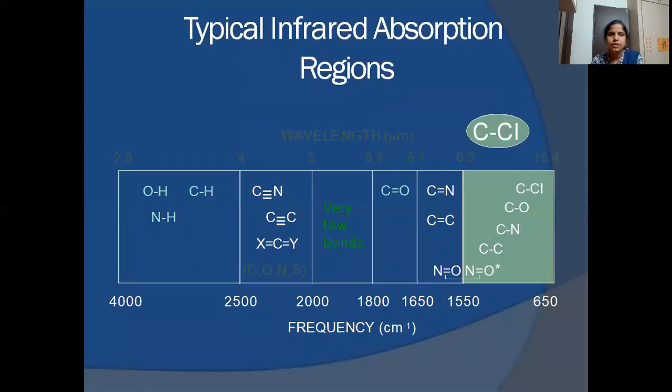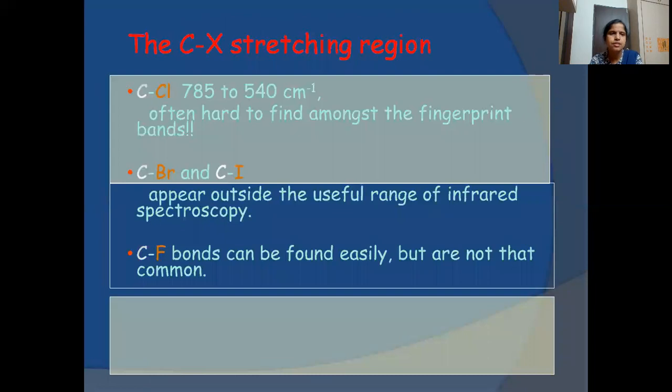Then CCl. Now we have come to the last. We have moved from 4000, all this we have covered. Now the last is CCl, that is the carbon attached to halogen. In this the region is from 785 to 540, or just remember below 800. From below 800 it starts for carbon attached halogens. CCl is often hard to find amongst the fingerprint bands, whereas CBr, CI appear outside the useful range of IR. And CF bands can be found easily but are not that common.